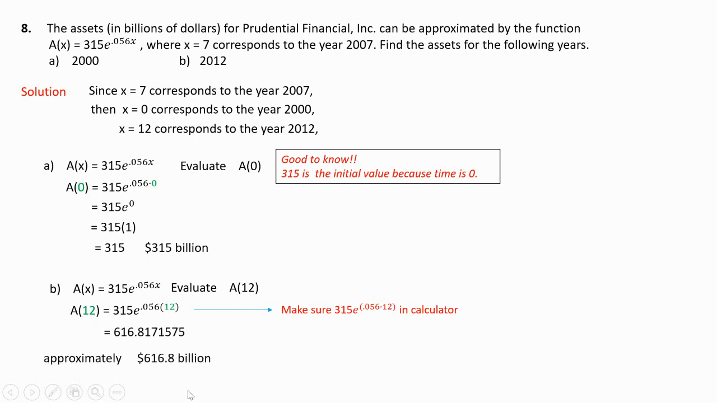So that's your answer, guys, and we round it off to the tenth place. So this will be $616.8 billion.